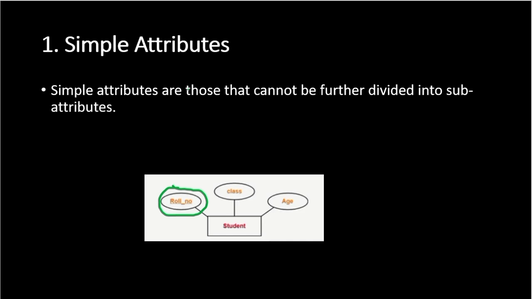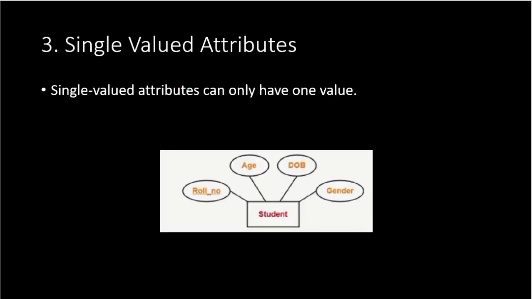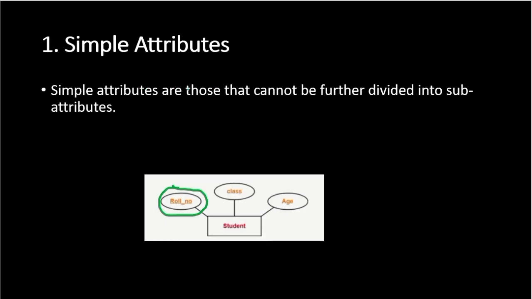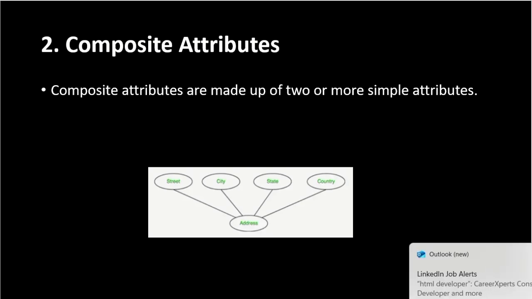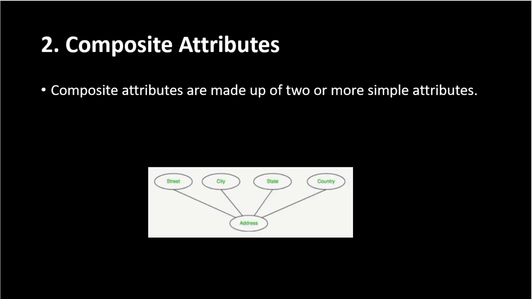After that, let us go to the composite attribute. Composite attributes are made up of two or more simple attributes. That means for one entity there will be two or more simple attributes, and based on those attributes this composite attribute is developed.